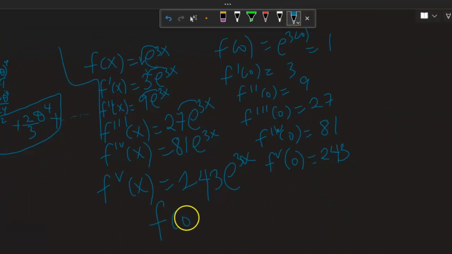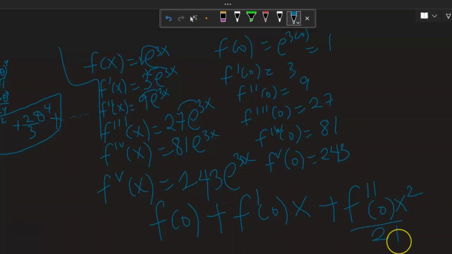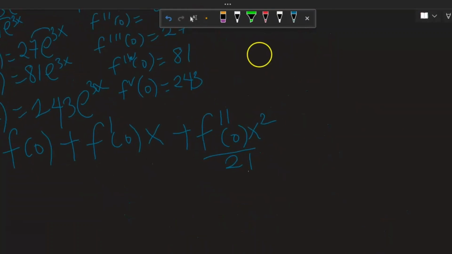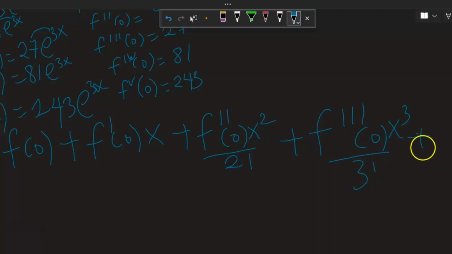The formula says f of 0 plus f prime of 0 x plus f double prime of 0 x squared over 2 factorial plus f triple prime of 0 x cubed over 3 factorial, like that. You observe something here: the order of the derivative is the degree of the x. So it's very easy to memorize.